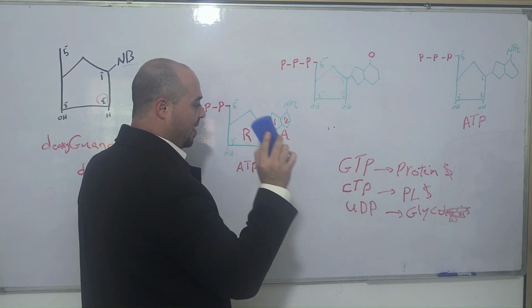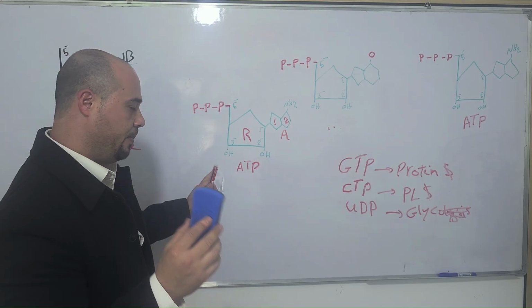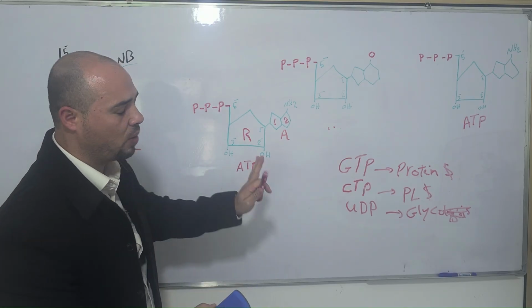So, the main idea I want to tell you here is that yes, ATP is the main currency of the cell. However, it depends on what the cell wants to build.